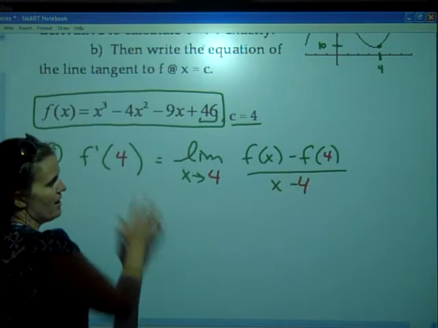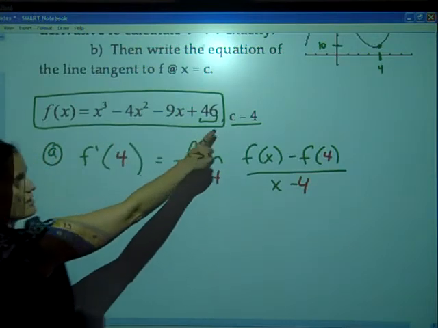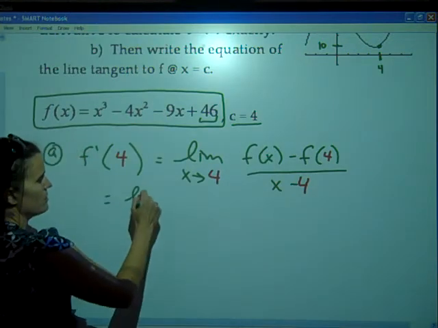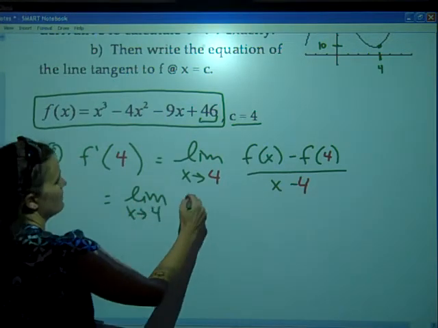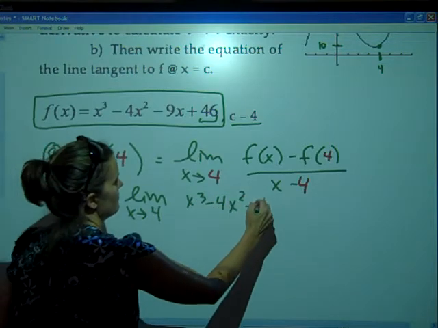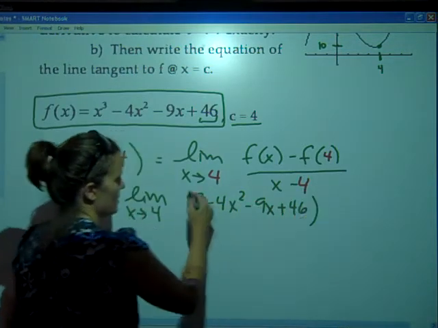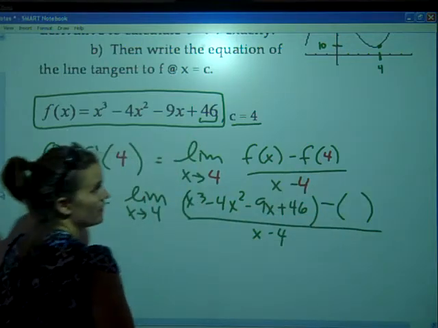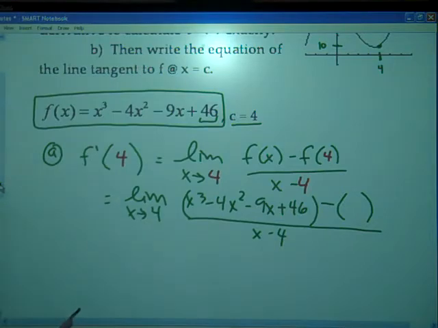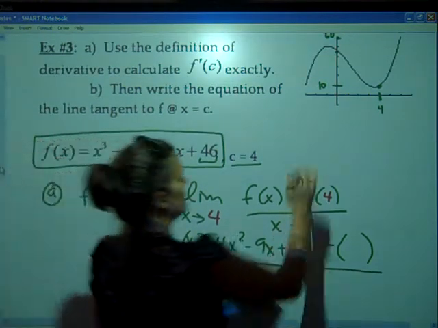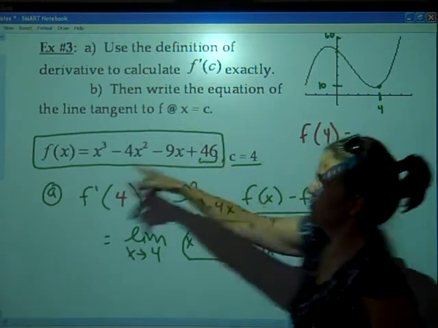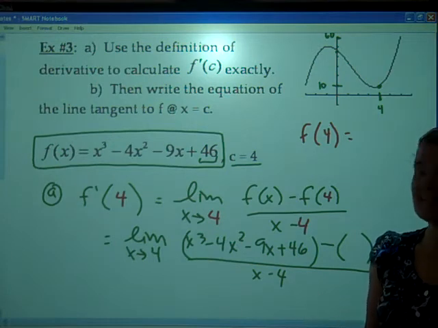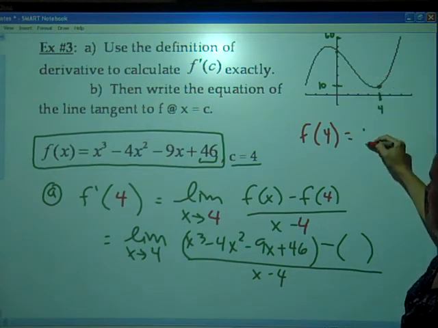Alright, so there's your definition of derivative for specifically c equals 4. Now we're going to plug that stuff in for f of x and simplify. So the limit as we approach 4 of x cubed minus 4x squared minus 9x plus 46, and we're subtracting f of 4, all over x minus 4. I don't think we did this together yet, but when you plug in 4, so 4 cubed minus 4 times 4 squared, you should get 10, which hopefully makes sense. So f of 4 was 10.